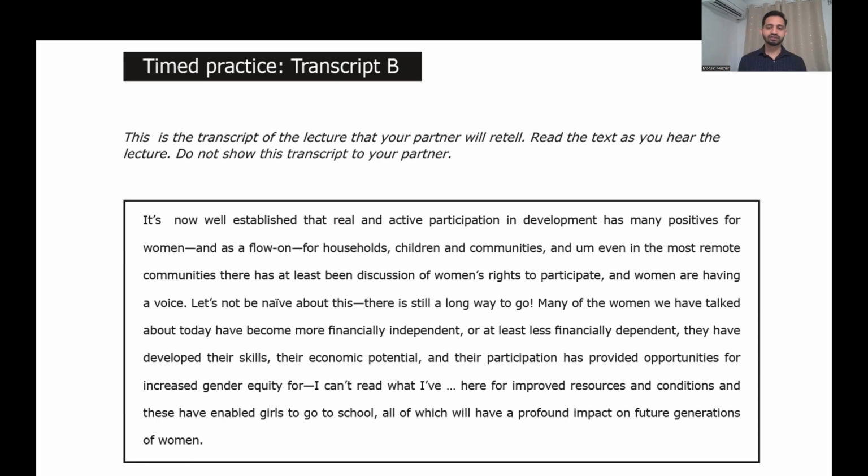Here, for improved resources and conditions, and have enabled girls to go to school. You should note down that information as well. All of which will have a profound impact on the future generation of women. You can talk about the future generation of women as a conclusion as well. So I hope you had a good chance to understand the approach of how we note down the information: first the topic, and the topic here is the active participation and the positive impacts on women's lives, in terms of community and follow-on effects.